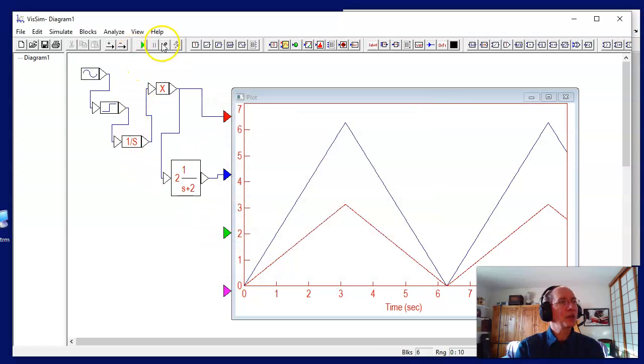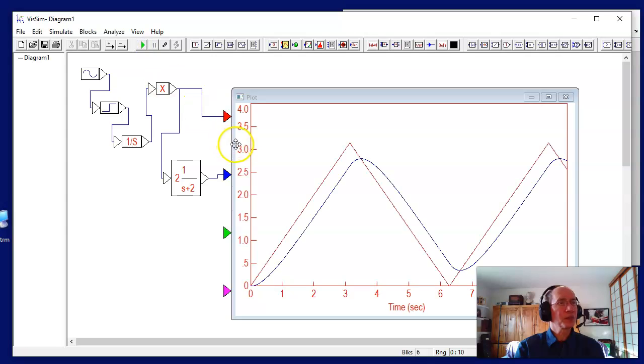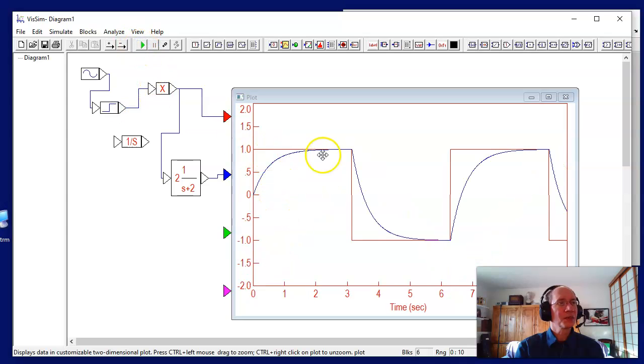Now if I apply a triangle wave in, the input is red, output is blue. Output's no longer a triangle wave. If I make the input a square wave, again, input is red, output is blue. Output's no longer a square wave, so I can't just simply describe this as saying the output is twice the input. It's some other relationship. That's your transfer function. This means a differential equation.